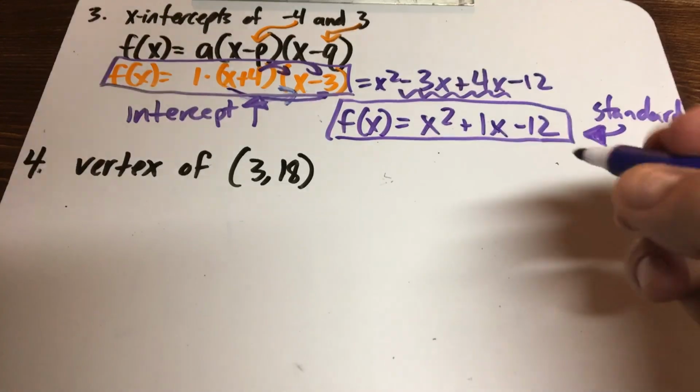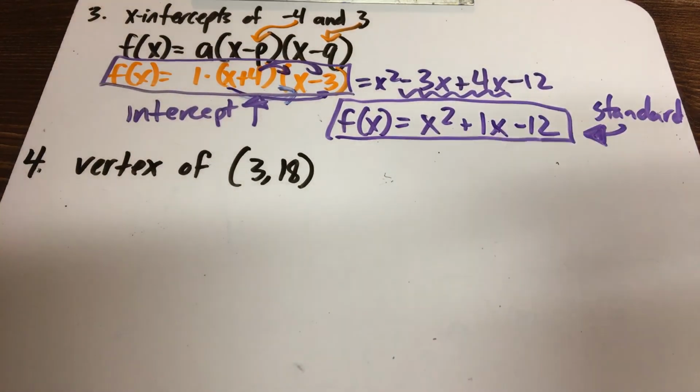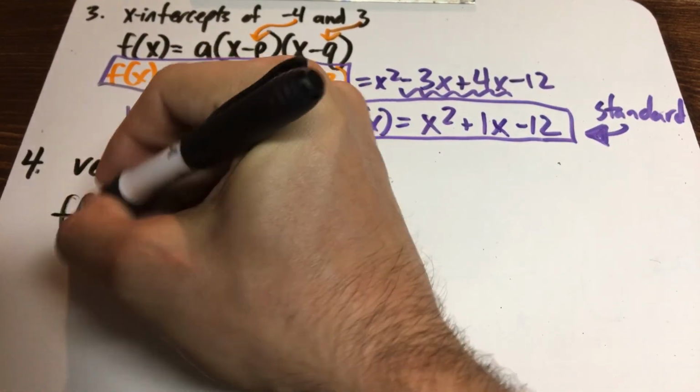Okay, number 4, here's another simple one. They've given us the vertex. When they've given us the vertex, we're going to use the vertex form. I'm just going to copy it off my board. I can see it because it's off camera, but you can't see it.